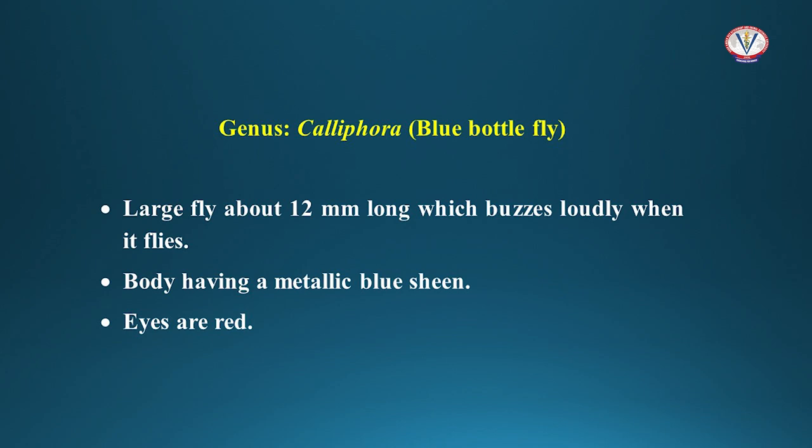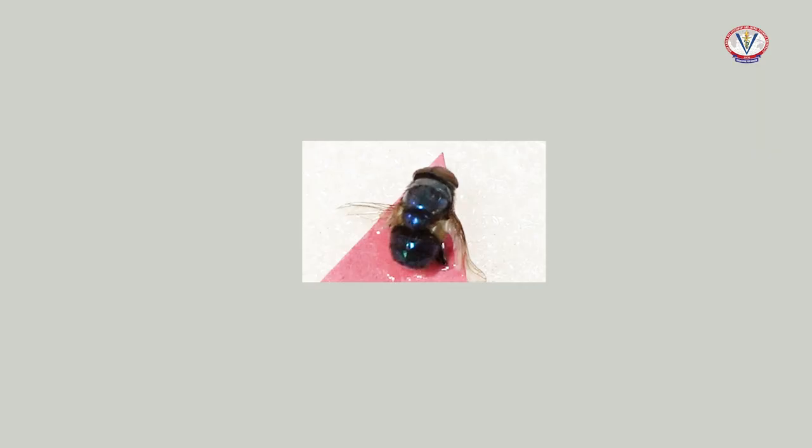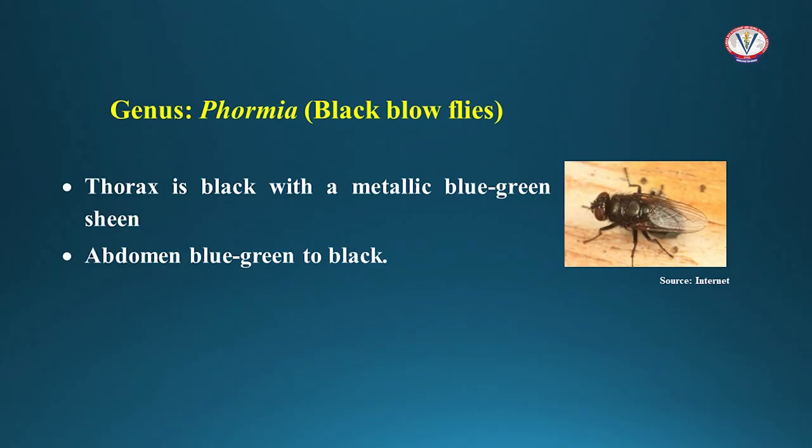Genus Calliphora, or the blue bottle fly. These are large flies around 1.2 centimeters long, and it buzzes loudly when it flies. Body has a metallic blue sheen and eyes are red. Genus Phormia, or the black blowflies. The thorax is black with metallic blue-green sheen and the abdomen is blue-green to black in color.